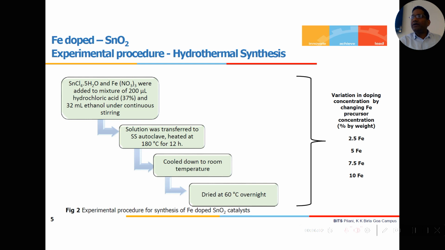While preparing the catalyst, we used different weight percentages of the dopant. There are 4 different weight percentages which we have used, mentioned on the right: 2.5, 5, 7.5 and 10 weight percent. We wanted to find out the effect of the dopant concentration on the band gap.